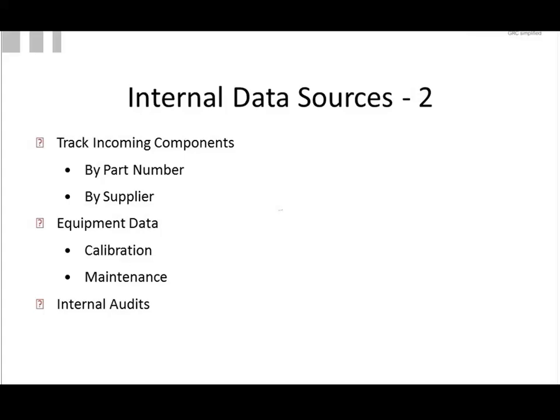Equipment data. Is it in calibration, for example? What is your PM program? Was there a recent change in material or the equipment component? Did it have to be swapped out, repaired, modified in any way, shape, or form? Or was it drifting out of tolerance, maybe like a cutter or something? And then, of course, internal audits may point to some issues you had in the past in certain areas that will help you narrow down your problem.